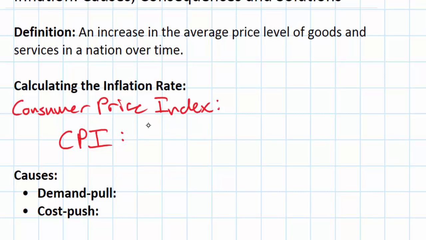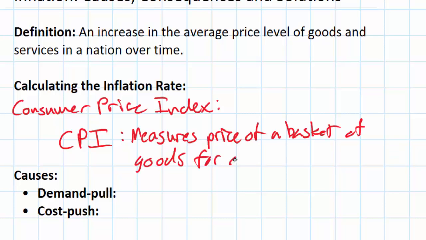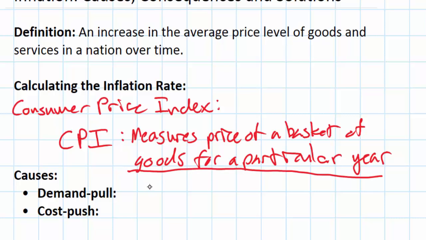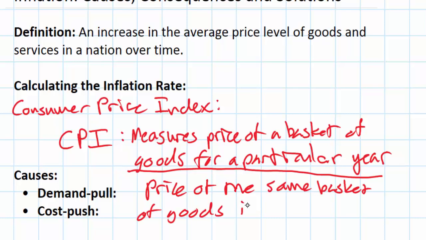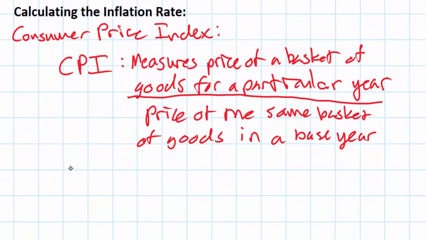So the CPI can be measured for a particular year. And to find inflation, so I'll write this here, the CPI measures the price of a basket of goods for a particular year and divides by the price of the same basket in a base year. What we end up with is an index representing whether prices have increased or decreased from a base year.